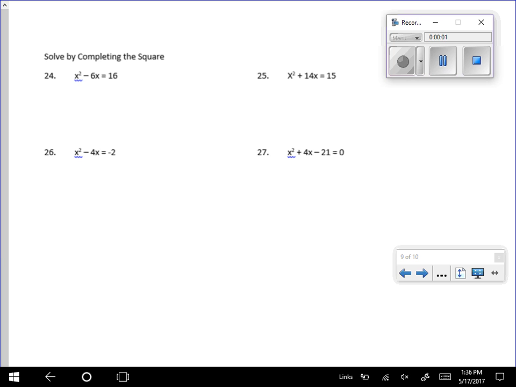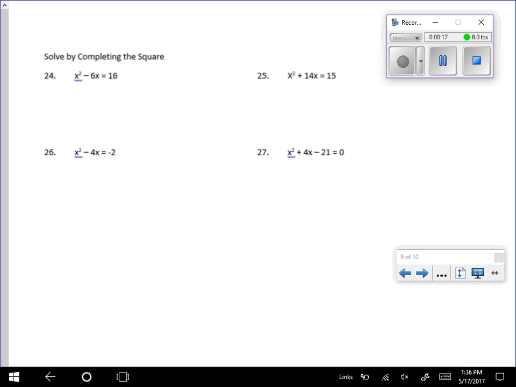Okay, guys, we have the rest of this review to finish up. Just 2 more slides here. We're going to complete the square and use the quadratic formula. So to complete the square here, we're going to do b over 2 squared. We want to solve this equation.